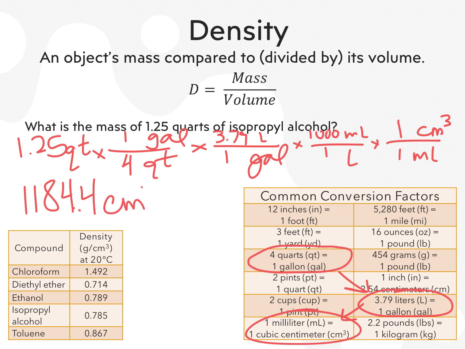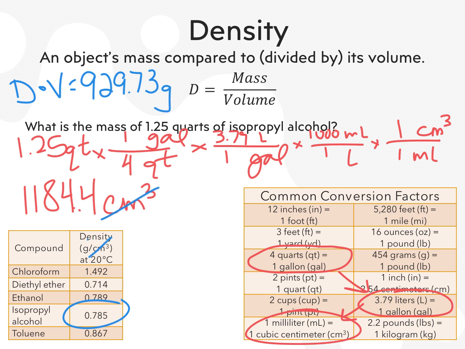centimeters cubed. So now going back to my density, looking for my mass, I'm going to go density times volume. So I'm going to go 1184.4 times my density, which was 0.785, gives me 929.73 grams, because now my centimeters cubed will cancel with my centimeters cubed and I'll be left with grams.